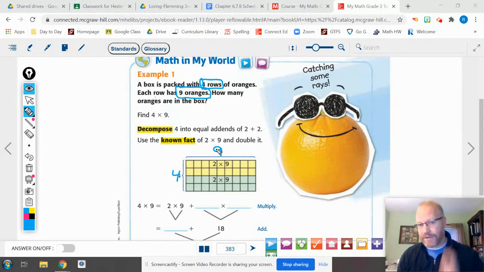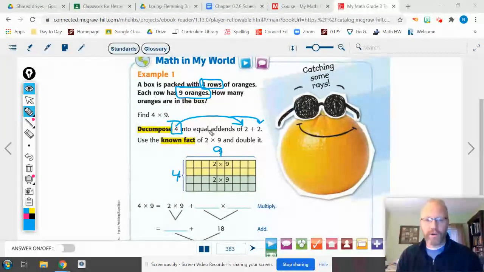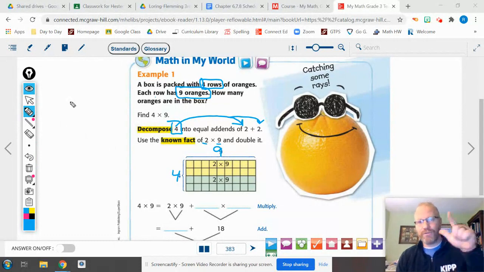So what they're saying here is we can break this down. We can decompose the 4 into something we know better. We know that 4 is broken down into 2 2s. So since 4 is broken down into 2 2s, we can decompose 4 into 2 equal addends of 2s. Use the known fact. We know already our 2s. We're pretty much masters of 2, 4, 6, 8, 10, 12. So we know our 2s.